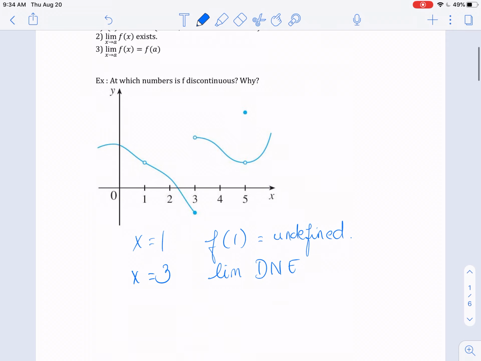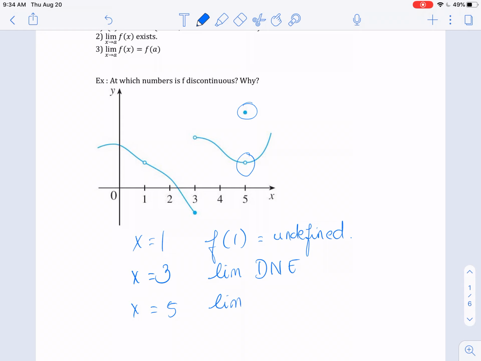Now let's take a look at number 5. So x equals 5. As you can see, f is defined at 5, which is this point right here. The limit does exist. Why is that? Because if you take a look from the left, we have this limit. From the right, we have this limit. However, the problem is f of a and the limit are not equal. So that's a problem with x equals 5.